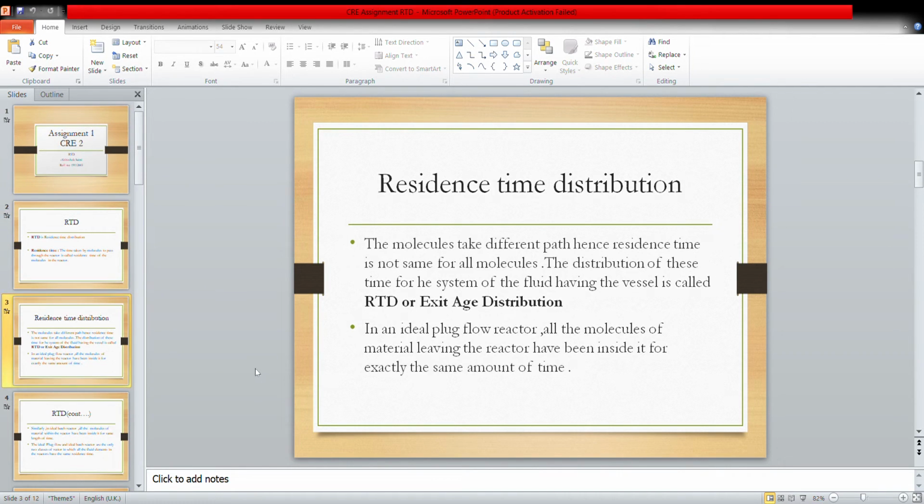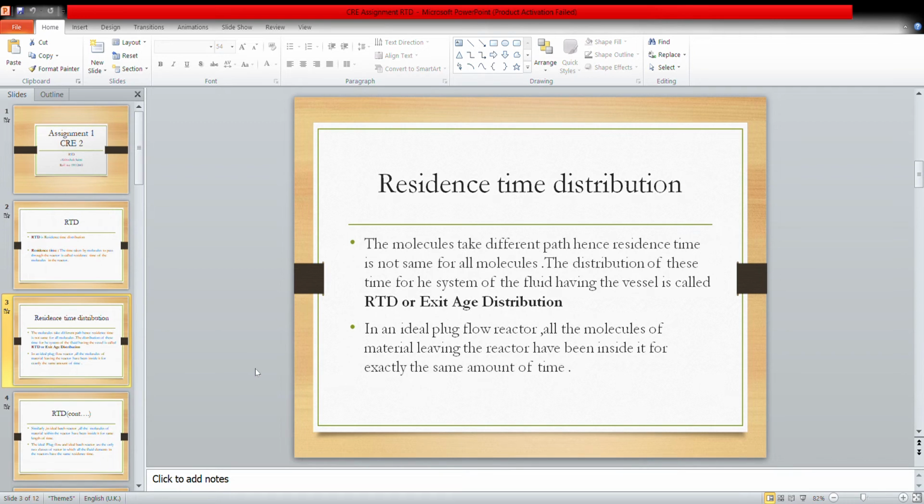Let us see what is a residence time distribution. The molecules take different paths, hence residence time is not the same for all molecules. The distribution of this time for the system of the fluid in the vessel is called RTD or exit age distribution. So when molecules take different paths or do not ideally flow through the reactor, the residence time for the molecules is different. This distribution of time for the system is known as RTD or exit age distribution.